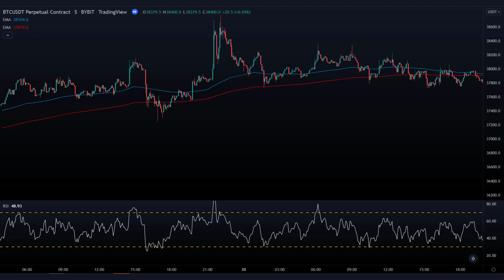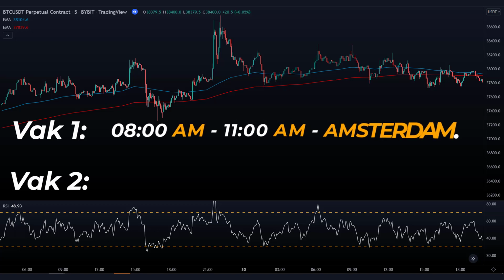We divide the hours during which you can trade this strategy into boxes. The first part in which you can trade is from 8 a.m. until 11 a.m. Amsterdam time. This is because this is the time when Europe wakes up and starts trading. So there will be a lot of volume in the price.